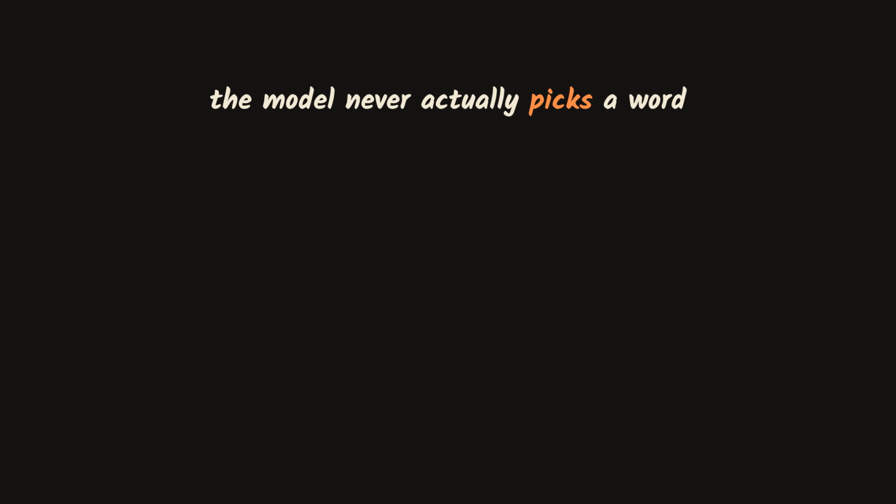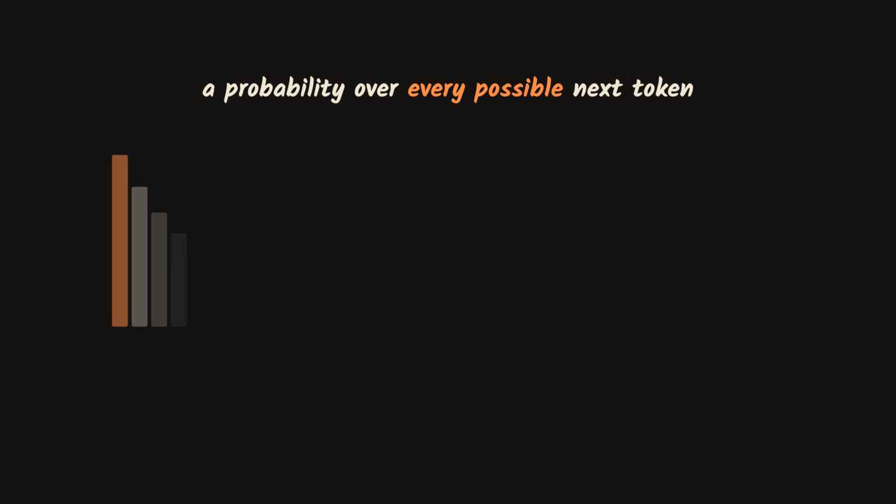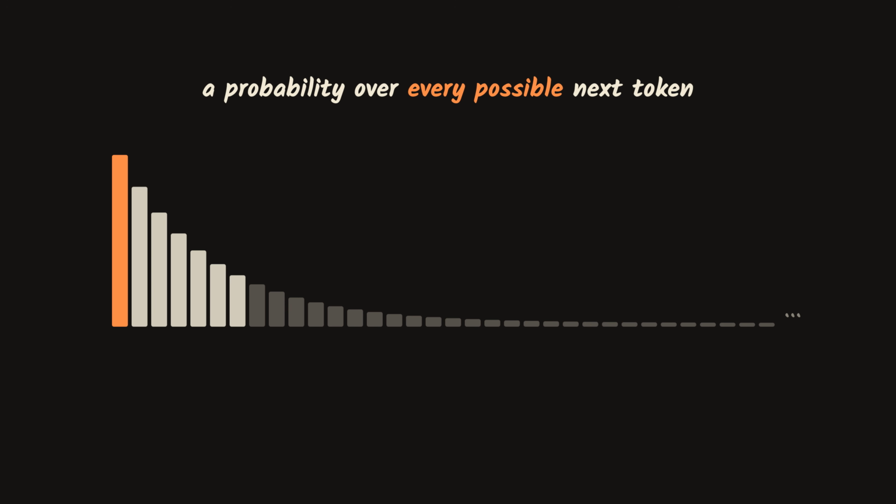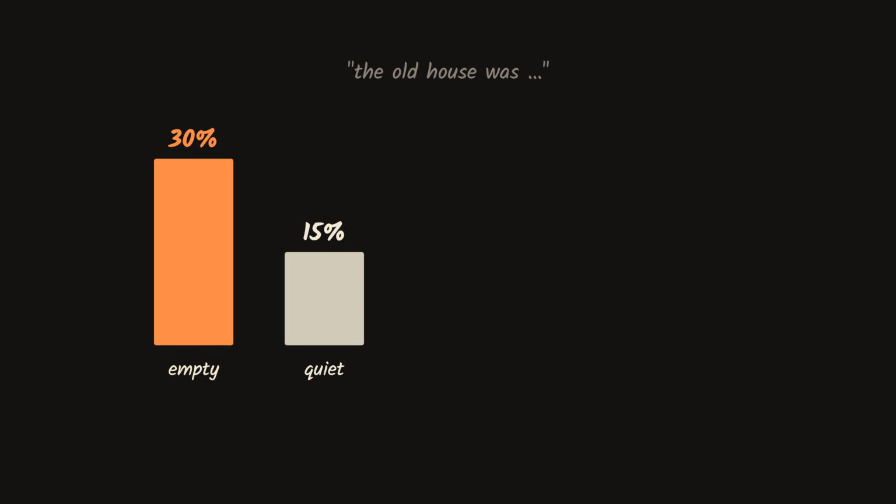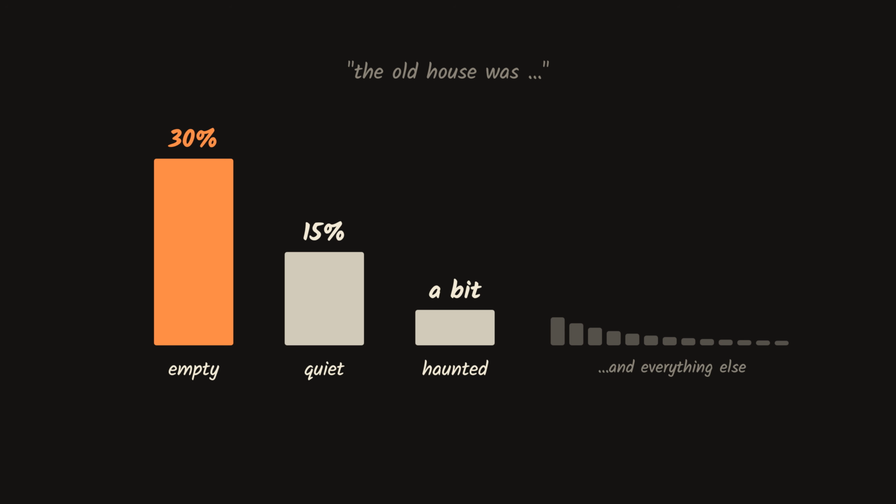And the model never actually picks a word. What it hands back, every step, is a probability spread over every possible next token. Tens of thousands of them. Picture it partway through a sentence. The old house was, and it needs the next word. Maybe 30% on empty, 15% on quiet, a bit on haunted, and a long tail of everything else.